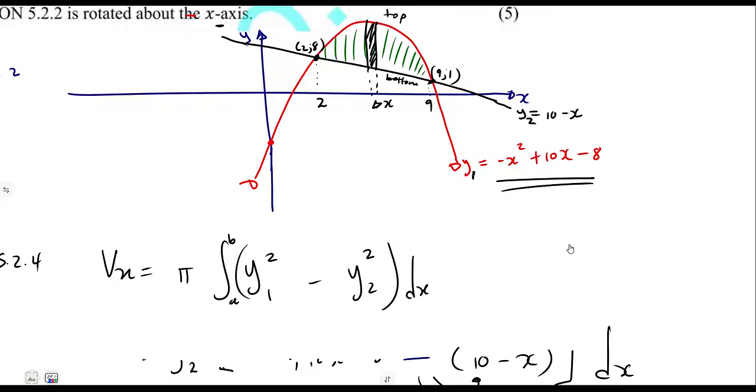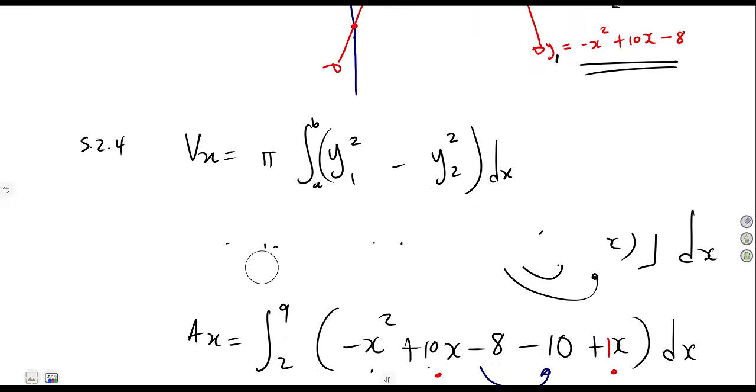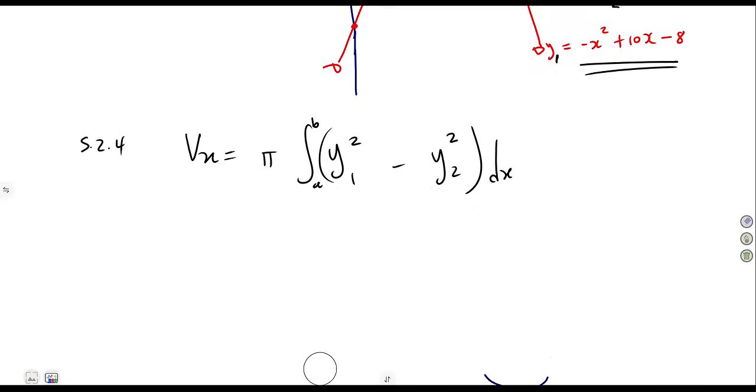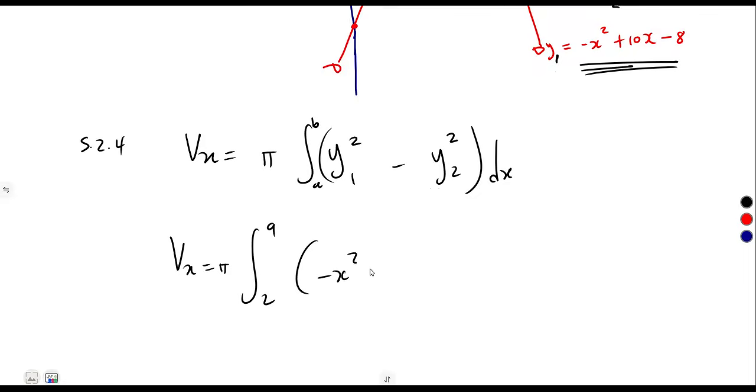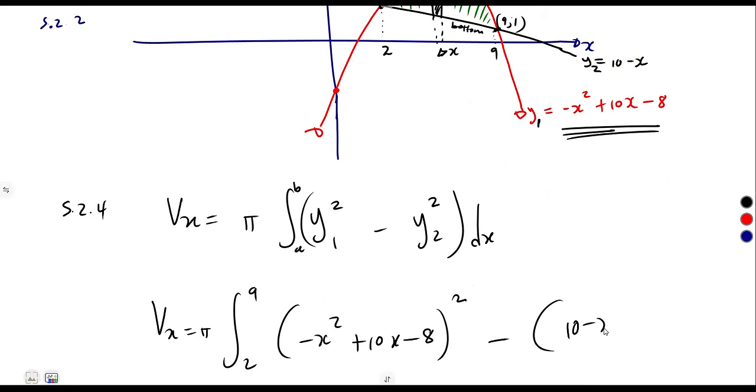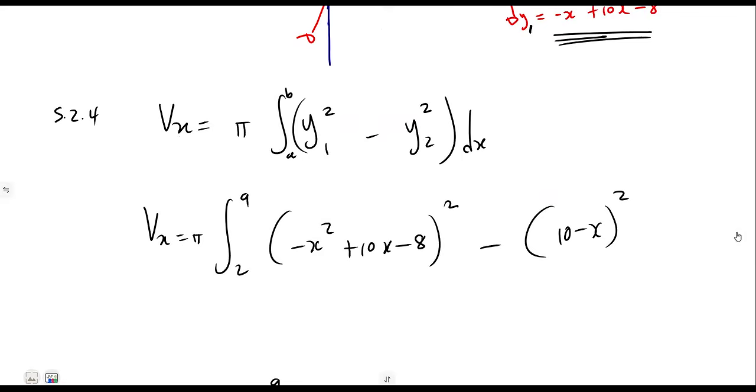So y1 is the one on top, which is minus x squared plus 10x minus 8, that part that we're given. You're going to substitute that and square it, two brackets that you're going to open and square. That one, guys, you are going to do. Minus y2, the one below, 10 minus x. We square it again, expand, then integrate with respect to x.